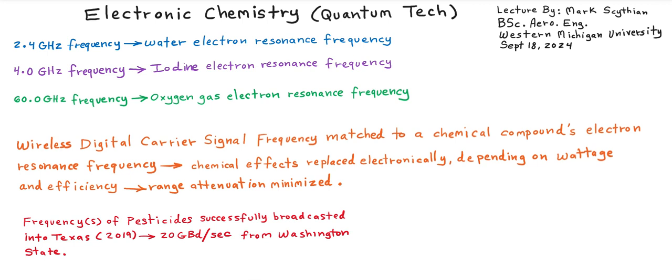So already in 2019, given pesticide chemical compounds' frequencies were successfully broadcasted into and across Texas in a controlled sector, at approximately 20 gigabytes data per second from Washington State. And so the effect was congruent with chemical pesticides.